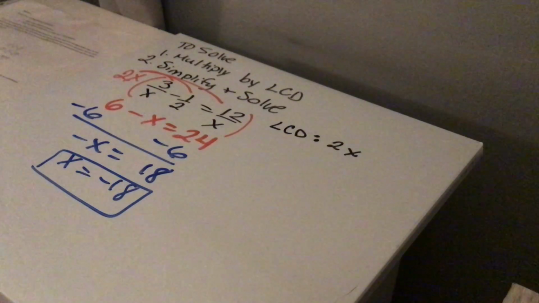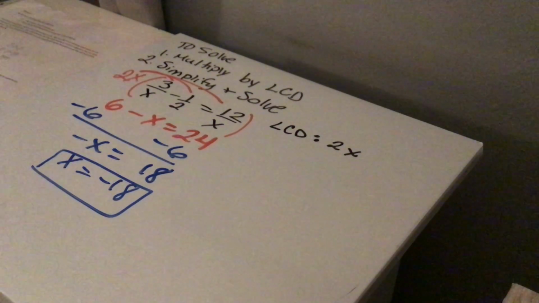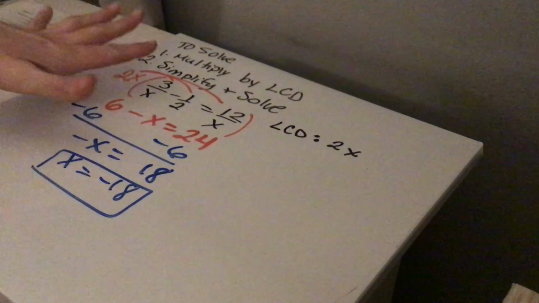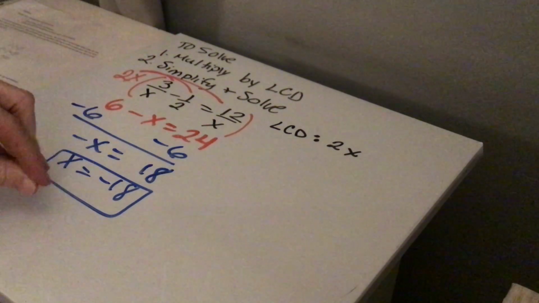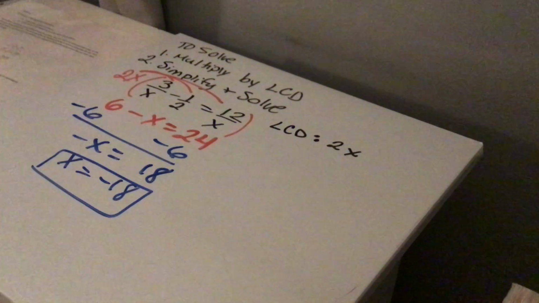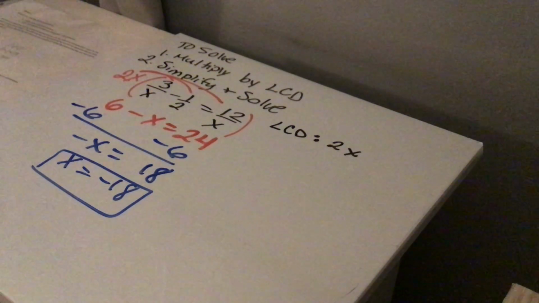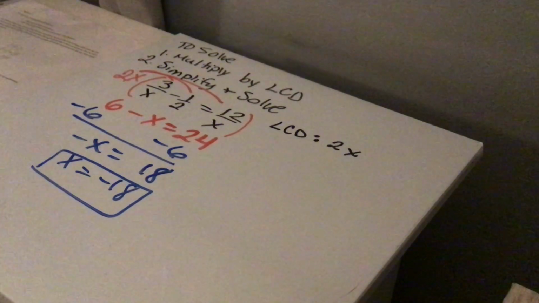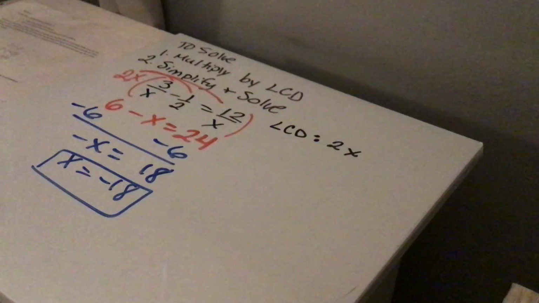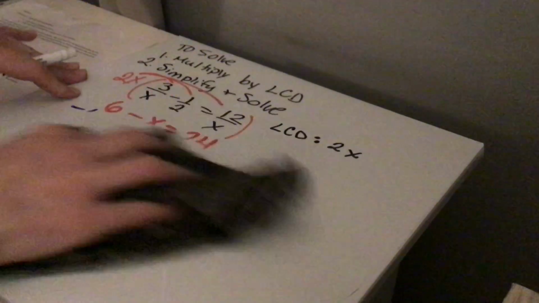Because these are fractions, we have values of x that will not work. So once you've solved, you do need to go back and make sure that this value doesn't give you a problem in your original equation. Make sure it's not an extraneous solution. We've talked about those before. Those are false solutions. So always check.